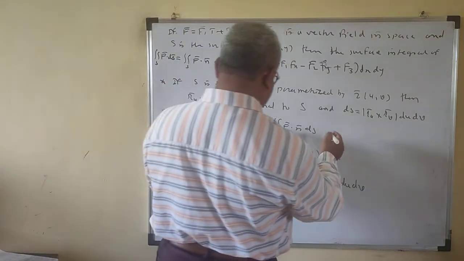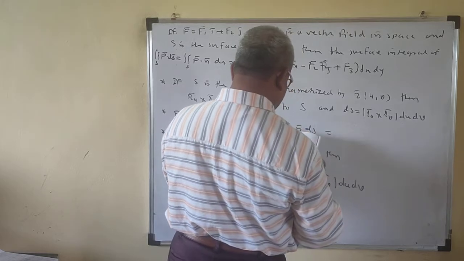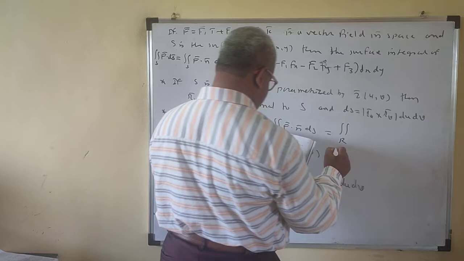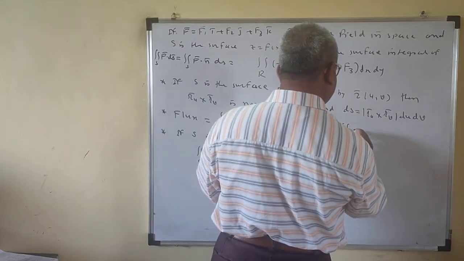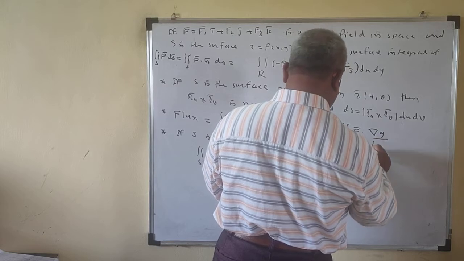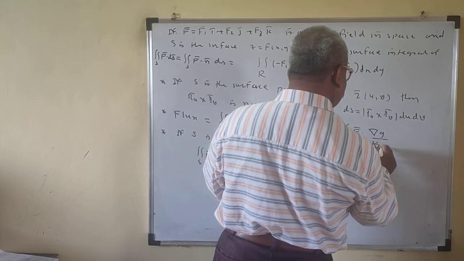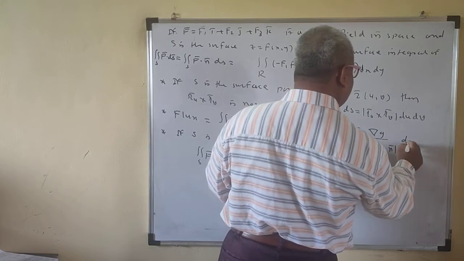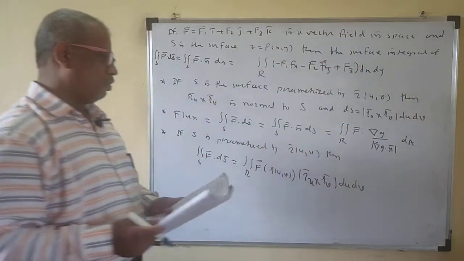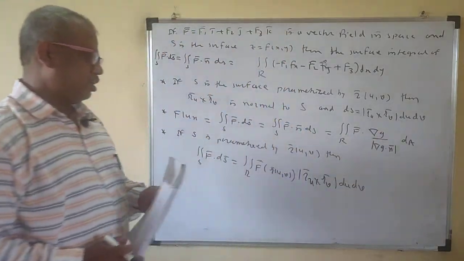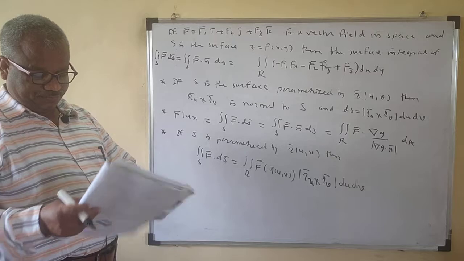So this flux you can also write as the double integral over R, if it is an implicit function, of f bar dot n bar dA, with g in the denominator. So this is also the flux.